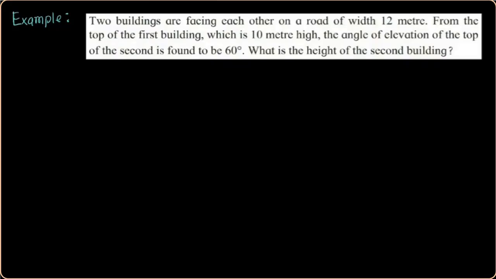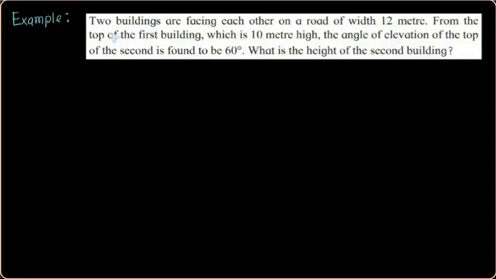Okay, friends, we have one more example based on angle of elevation and angle of depression. So let's read the question first. Two buildings are facing each other on a road of width 12 meters. From the top of the first building, which is 10 meter high, the angle of elevation of the top of the second building is found to be 60 degrees. What is the height of the second building?